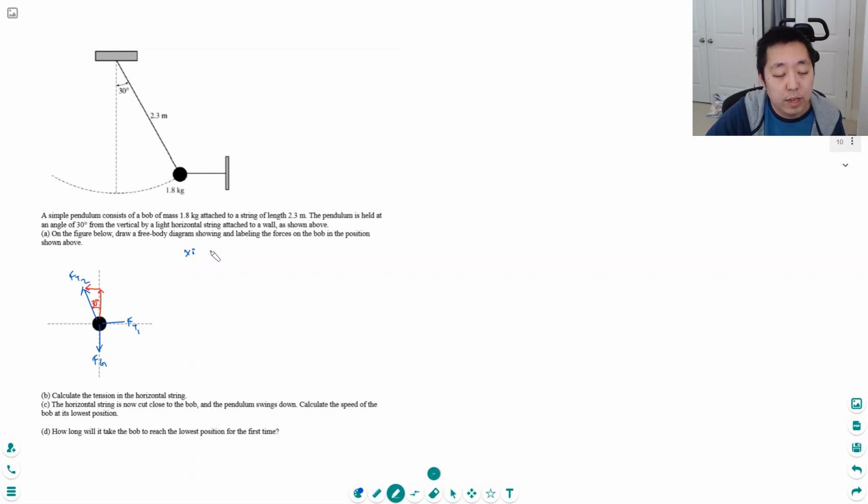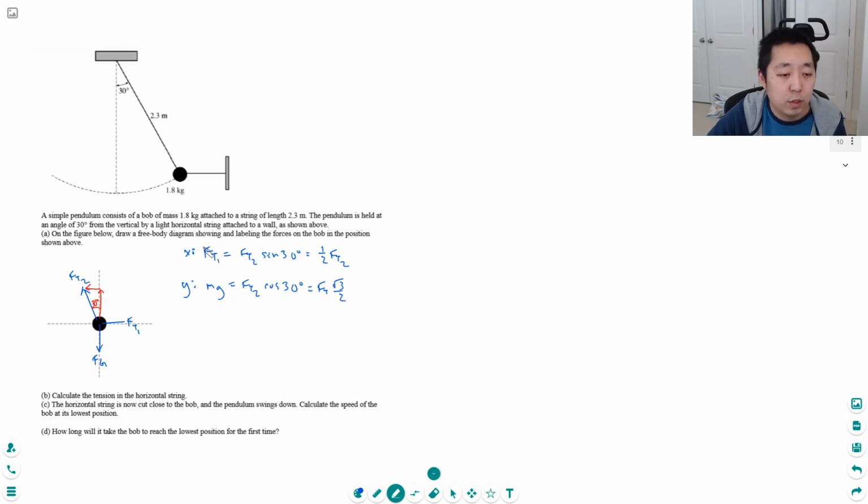So Ft1, for example, has to equal the x component of Ft2, and that would be Ft2 sine 30 degrees, which is Ft2 times 1/2. And in the y direction, Fg, which is mg, has to equal the y component of the tension force, which would be Ft2 cosine 30 degrees. And that's equal to Ft2 times root 3 over 2.